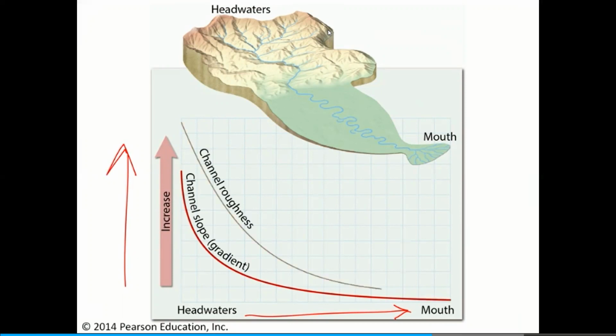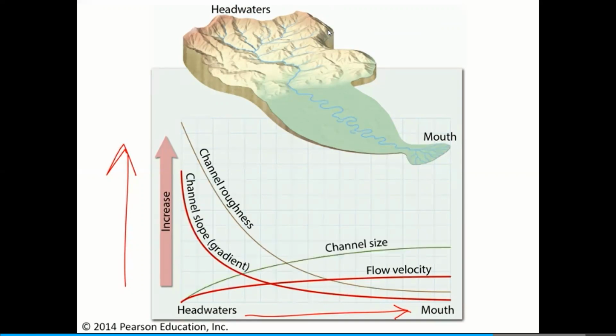A second factor is channel roughness. The channels are much rougher up towards the headwaters, and they tend to get smoothed out and abraded to smooth channels with low levels of roughness. Another variable we might consider is how fast the stream is flowing, its flow velocity. Near the headwaters, it's actually relatively low flow velocity, and near the mouth, it gets to be higher.